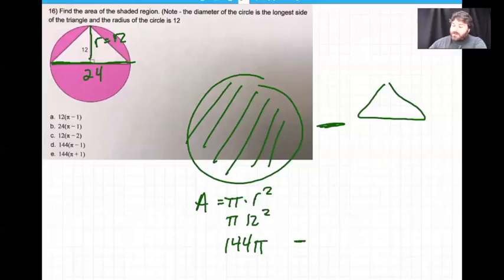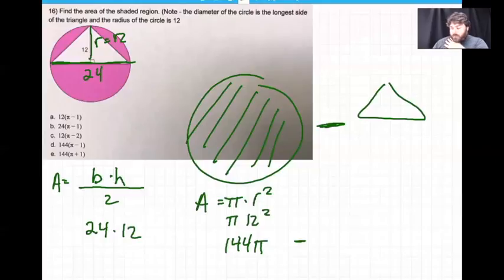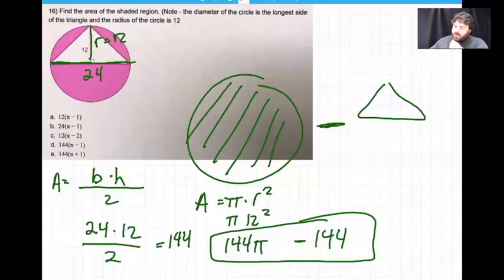Then I want to subtract away the area of the triangle. Okay. Well, the triangle has, remember our formula is base times height divided by 2. I know the base is 24. The height is 12. And then I just divide that by 2. So I'm going to end up with 144. So really, if I take the outside and I subtract the triangle on the inside, I get 144 pi minus 144. And I look at all my answers and I don't see that there.